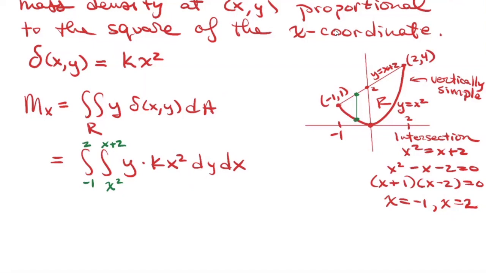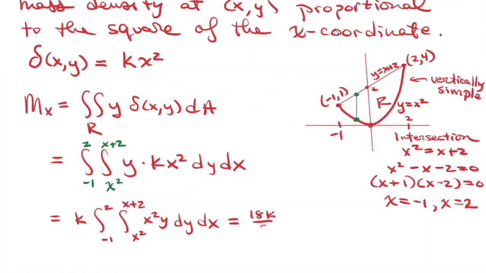You know, obviously you can bring the k out. I'm not going to evaluate this whole thing because we have 7 minutes. You go k times the integral from -1 to 2, and the integral from x squared to x plus 2, and you're going to have an x squared, y, dy dx. You do the math, and just trust me. Let me find it. That one is horrible. It comes out to 18k over 5. Looks so simple, but I almost took a whole piece of paper to do that one.